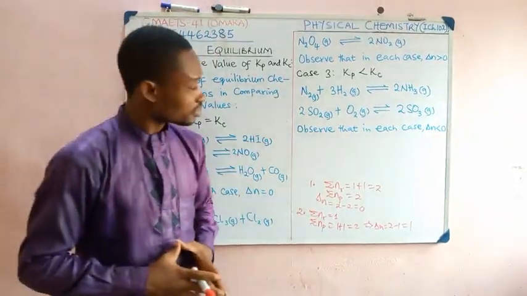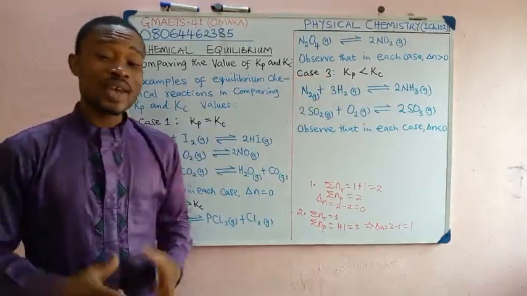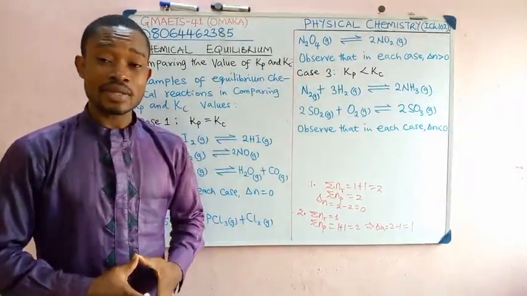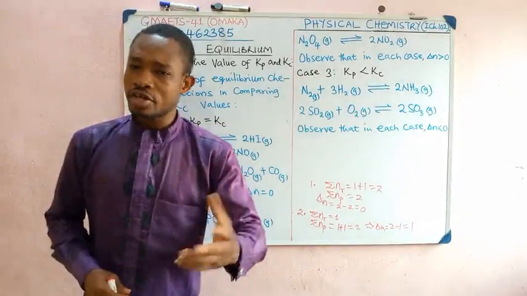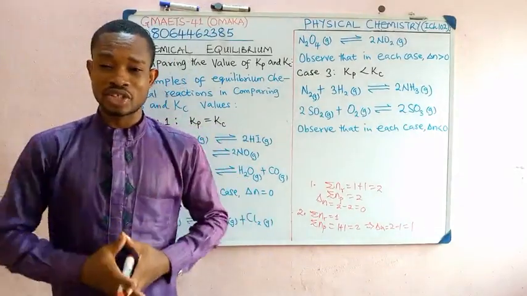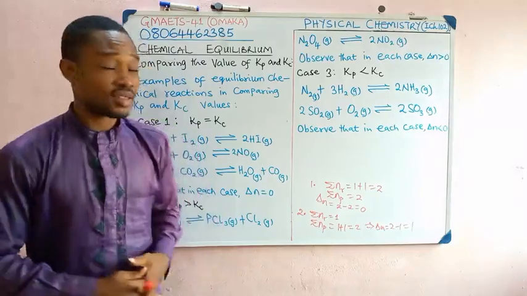Now let us look at case 3, where Kp is less than Kc. And that is possible if change in number of moles of that reaction is negative, that is less than 0.